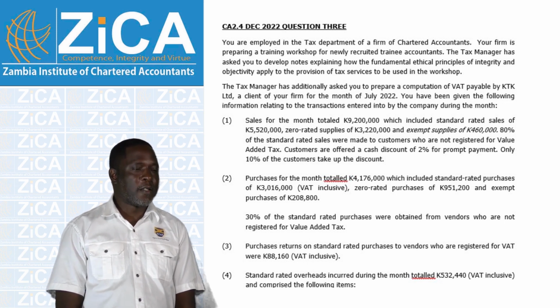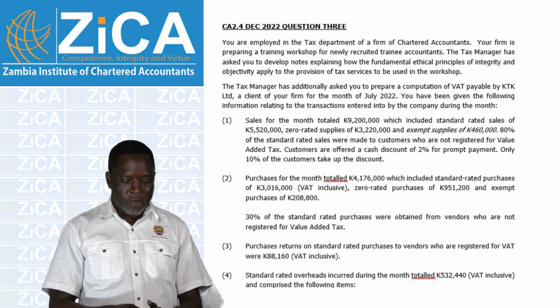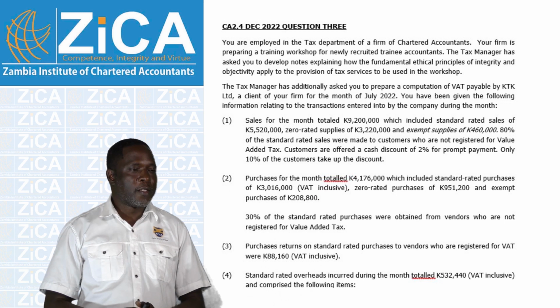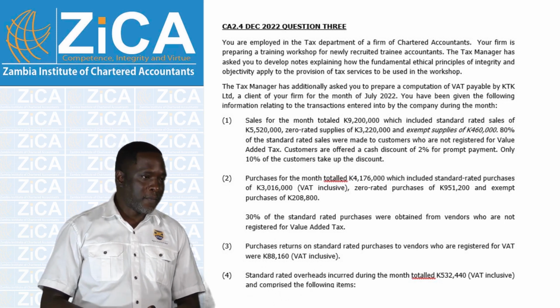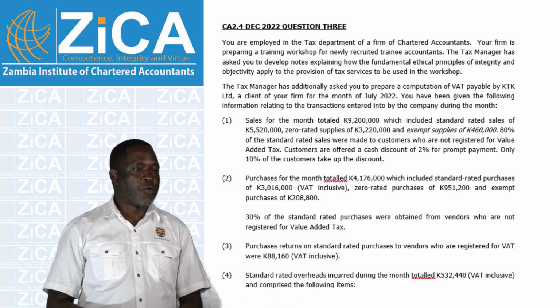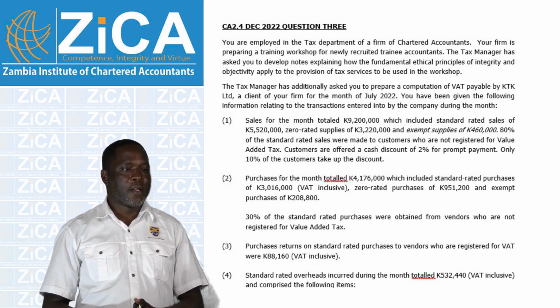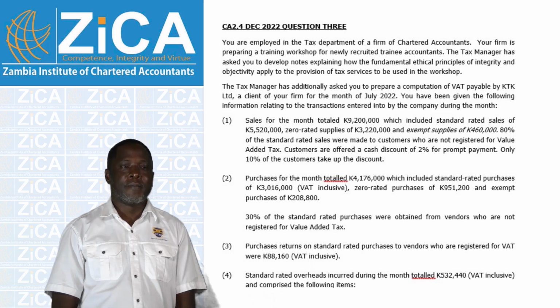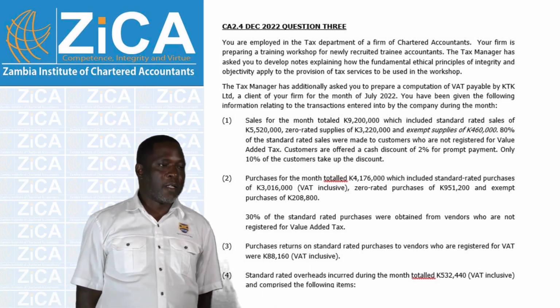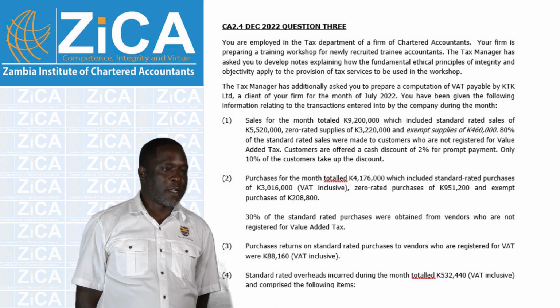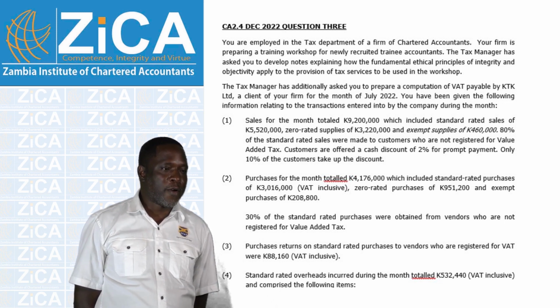All right, so we want to look at this example coming from the CA2.4 December 2022 examination session, so that we illustrate how we handle some of the areas which students find difficult in the examination. So one such area is how to apply the partial exemption rules when you are dealing with a business which is making both taxable supplies and exempt supplies. So when you look at this particular question, specifically question 1, we were told that the total sales of this company were 9,200,000, and they have given us the breakdown of those sales.